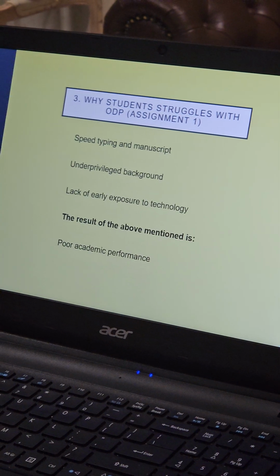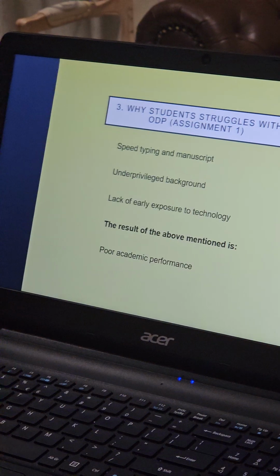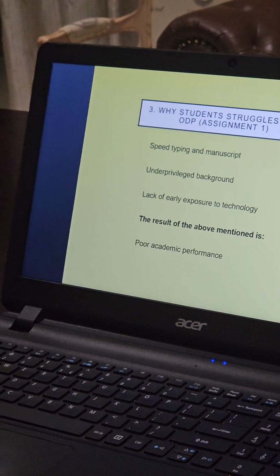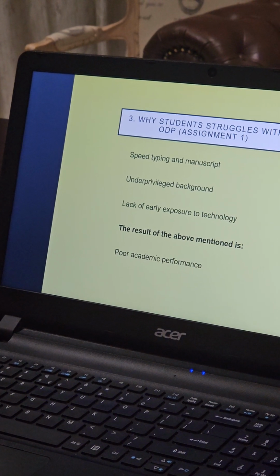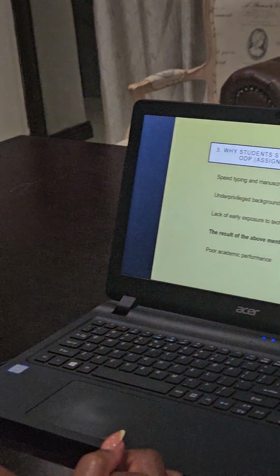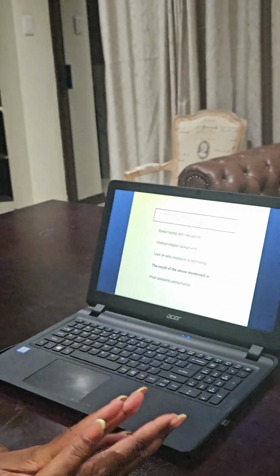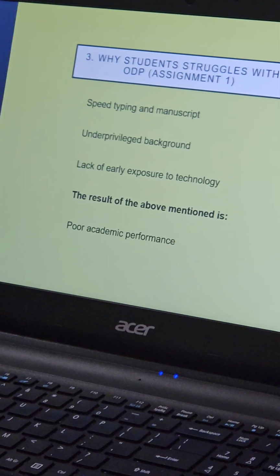We are looking at the underprivileged background of those students. Those are some of the reasons why they are struggling to actually type fast and to also understand the manuscripts. Lack of early exposure to technology, because most of the students are coming from rural areas where they don't have that exposure when it comes to technology. So when they come to colleges, they will be starting all from the beginning to actually interact with a computer. Hence, they're struggling to type quickly and to also understand the manuscripts. And the result of the above-mentioned challenges will be poor college performance.